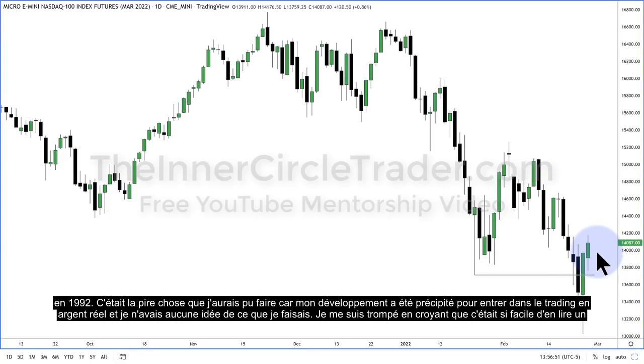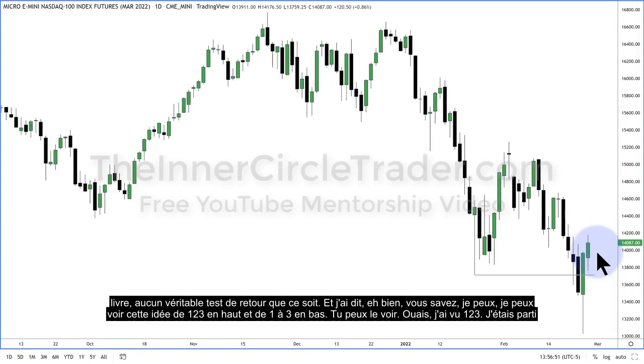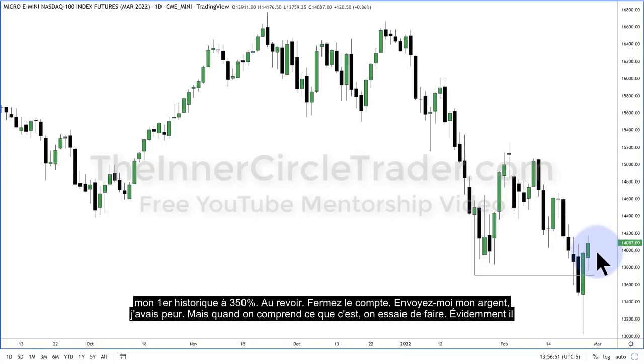I tricked myself into believing it was so easy, reading one book, no real back testing whatsoever. And I was like, well, I can see this 1, 2, 3 top and 1, 2, 3 bottom idea. I can see it. Yeah, I saw it. 1, 2, 3. I was gone in my first trade. 50% history. Goodbye. Close the account. Send me my money. I was afraid.